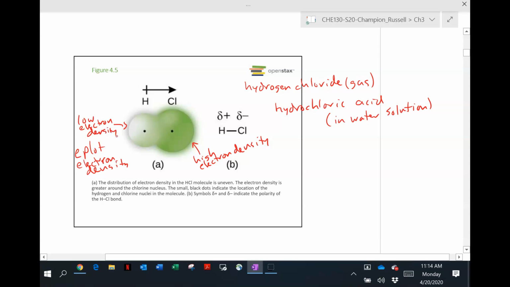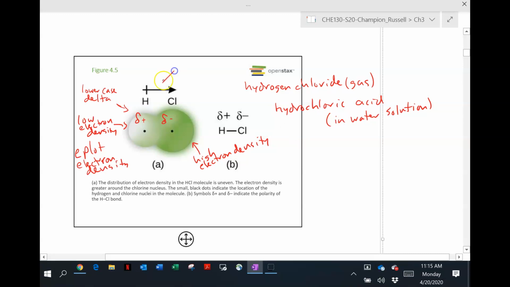So electrons are negative, right? So what we would say is that this end over here is going to have kind of a positive character to it. This end's going to have kind of a negative character. It's not a full positive and negative, so we're going to use this little curly d, which is the lowercase delta. So we say that it has a partial positive and a partial negative center.